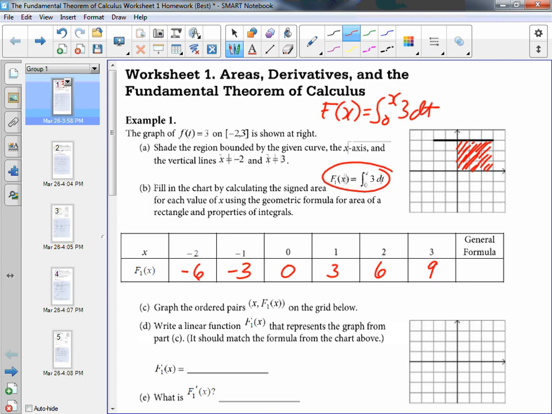Then they want us to come up with a formula. Now, let's pretend that we didn't know how to do antiderivatives. Every time, wasn't our capital F value 3 times the x? 3 times -2, 3 times -1, 3 times 0, 3 times 1, 3 times 2, 3 times 3. So, it's 3x. Does that go along with what we know about antiderivatives? What's the antiderivative of 3? 3x. Okay, makes sense?